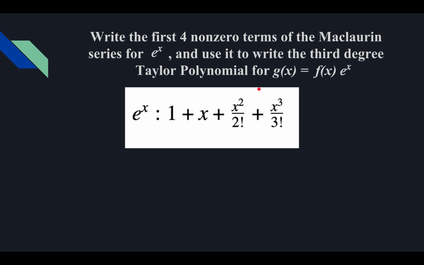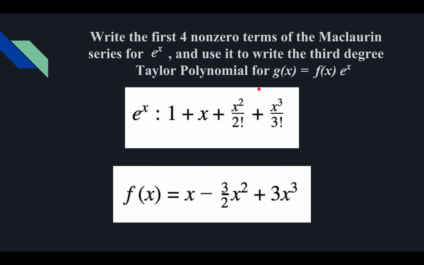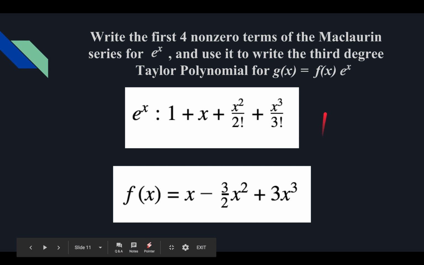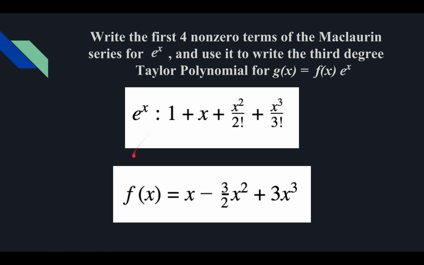And we know that for f of x, to the third degree, it has been given to us, and it is x minus 3 halves x squared plus 3x cubed. Now we only need to write up to the third degree because we're using it to write the third degree Taylor polynomial. And so we only need to go up to the third degree in order for us to find the third degree Taylor polynomial.